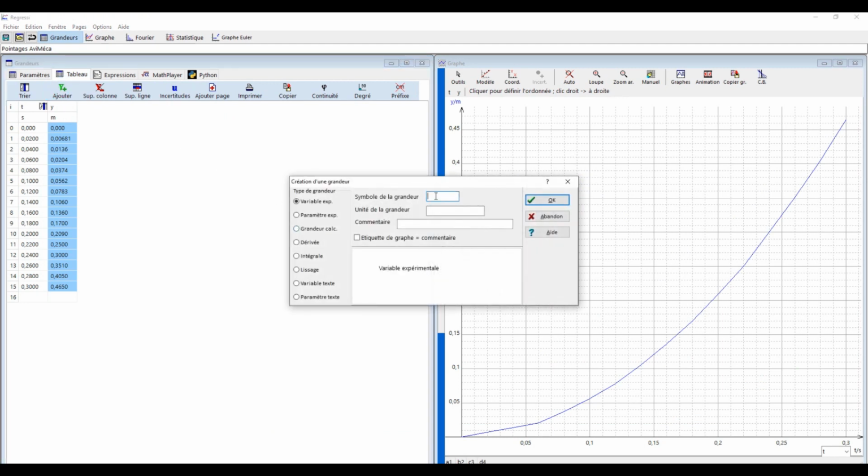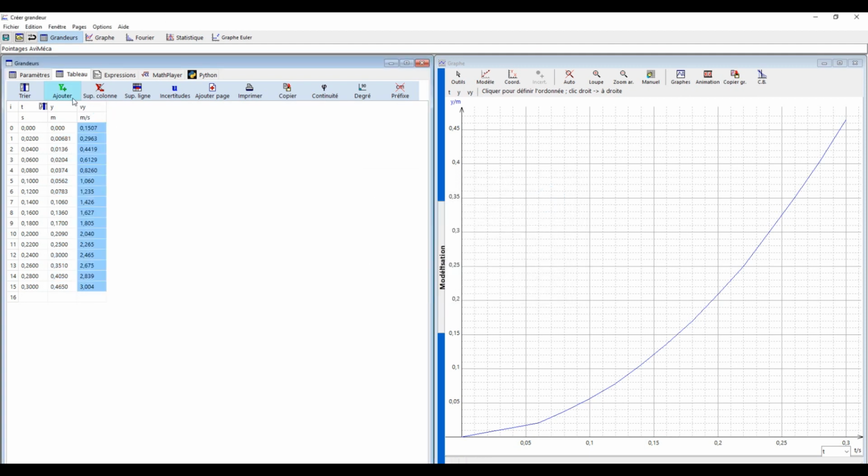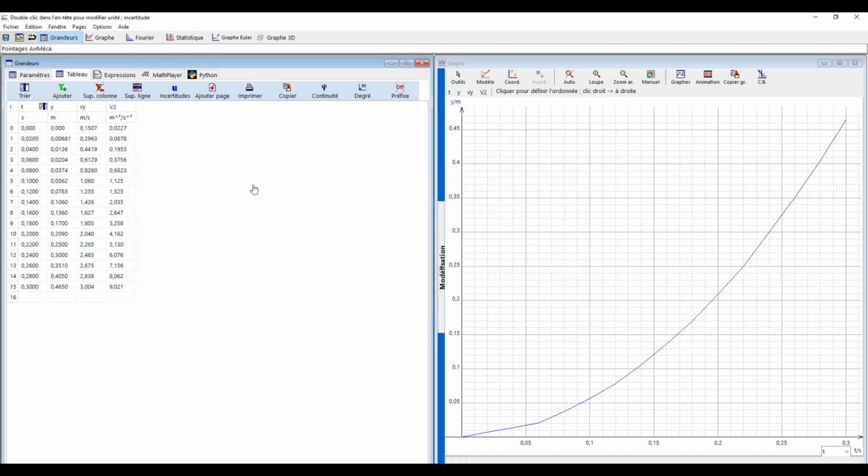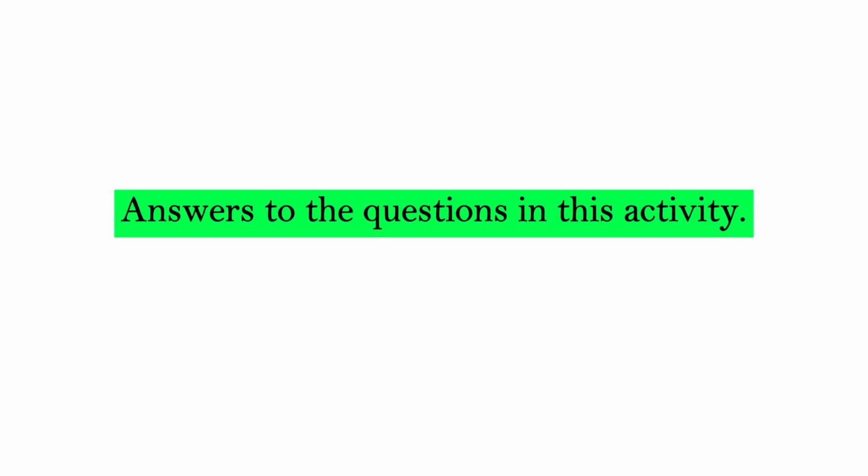Using a spreadsheet program, Regressi, the student determines the speed of the center of inertia, G, at each instant. Then, the square of the velocity as a function of h. The answers to the questions in this activity.